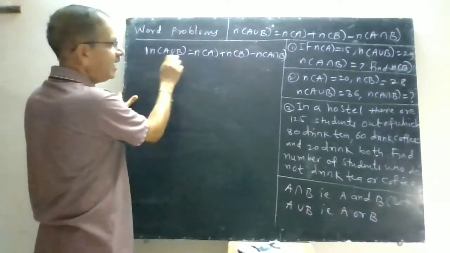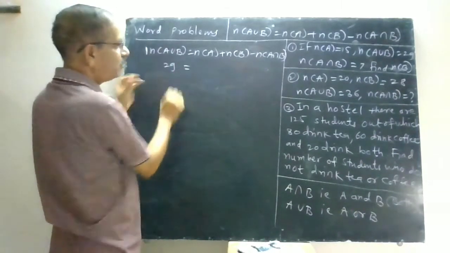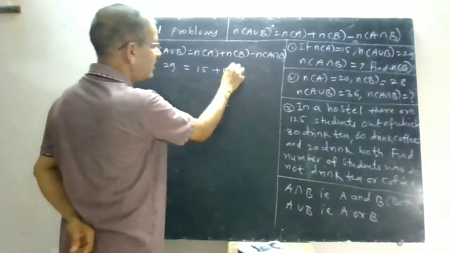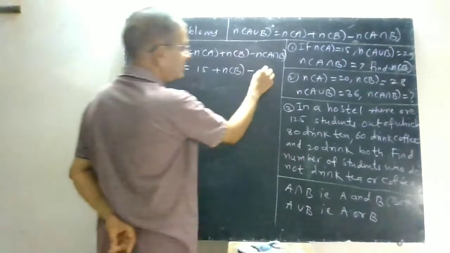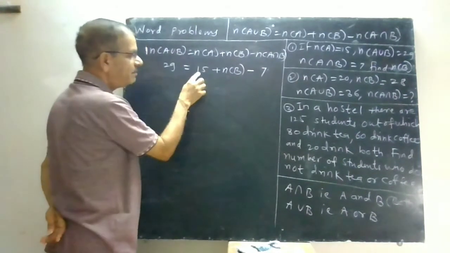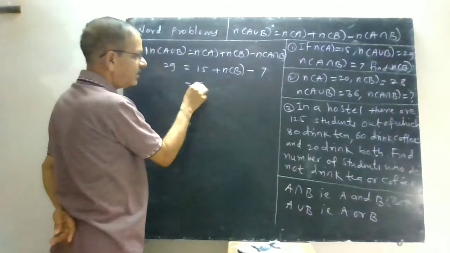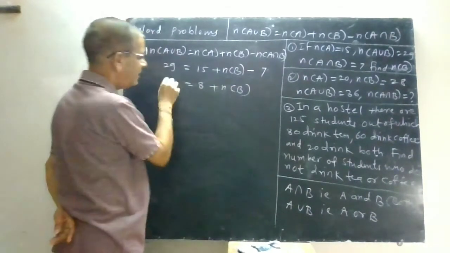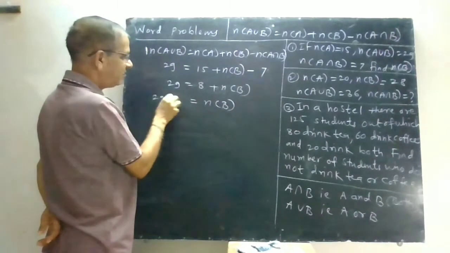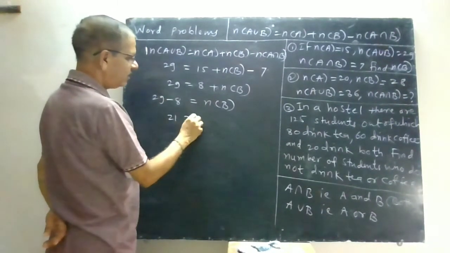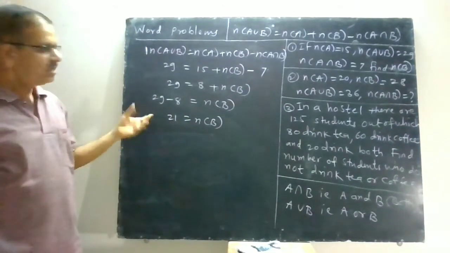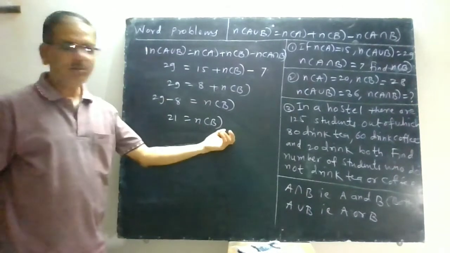N of A union B, that is 29, it is given to you. Then n of A is given, that is 15. Then n of B is not given, so write it as it is, and minus n of A intersection B, that is 7. Now you take 15 minus 7, that is 8, plus n of B, that is equal to 29. So n of B is equal to 29 minus 8, that is 21, that is the value of n of B. So using this formula, directly putting the given values, you can find the value of n of B.